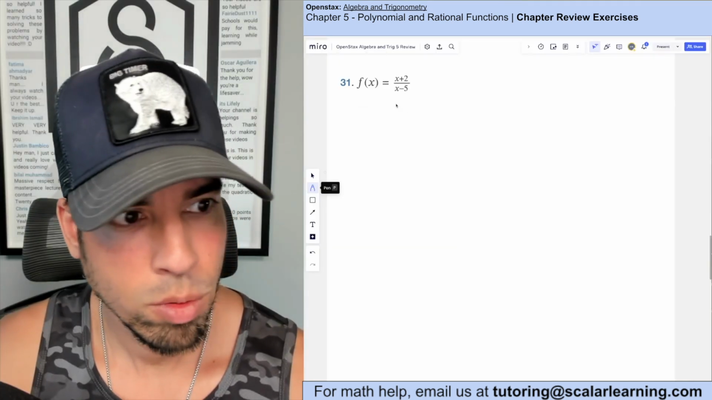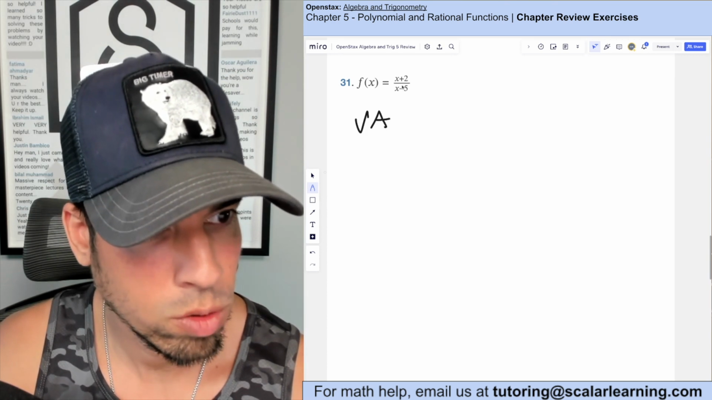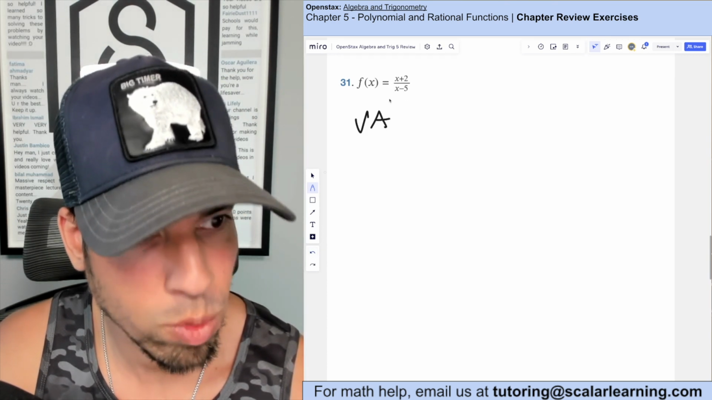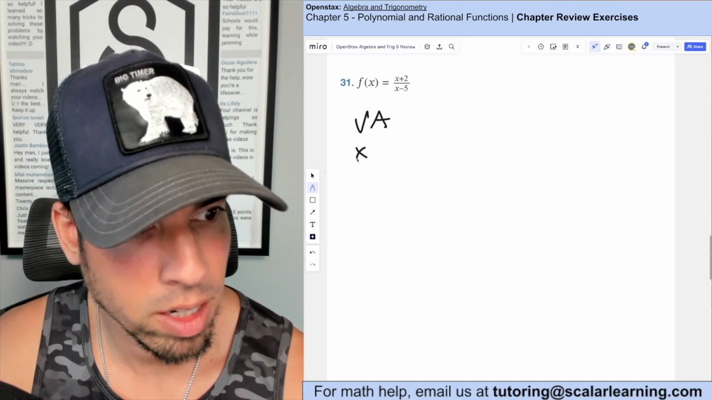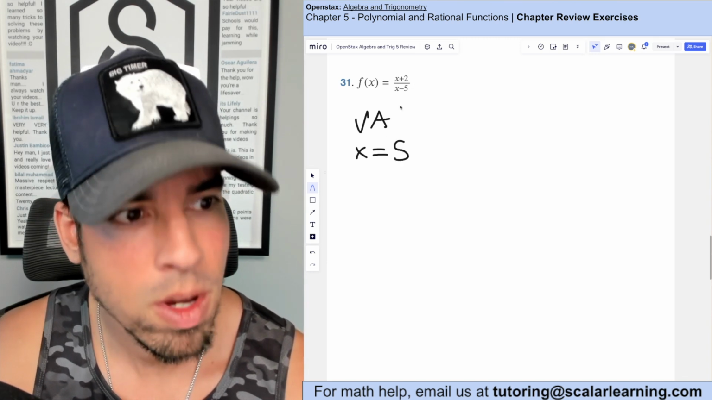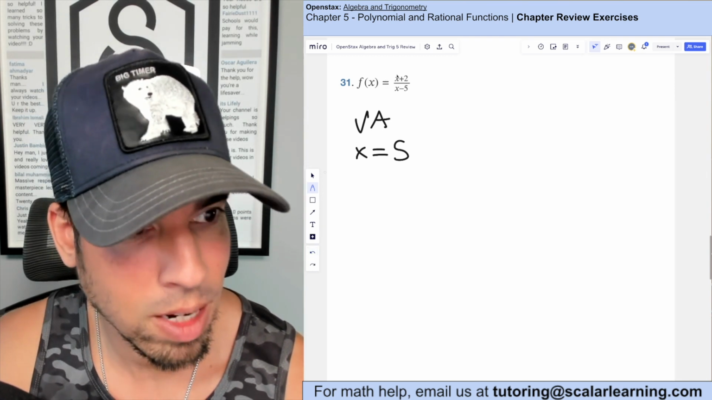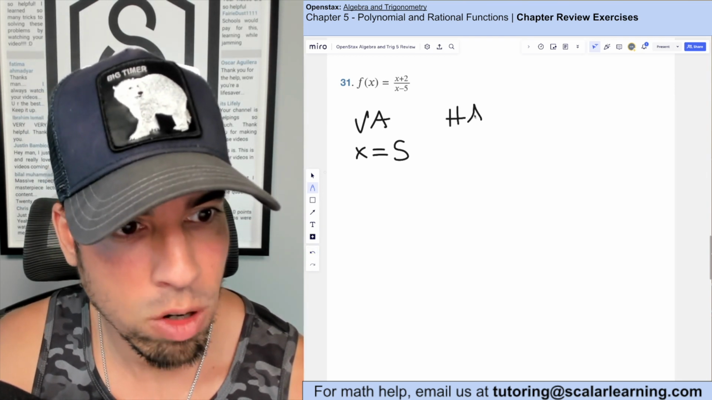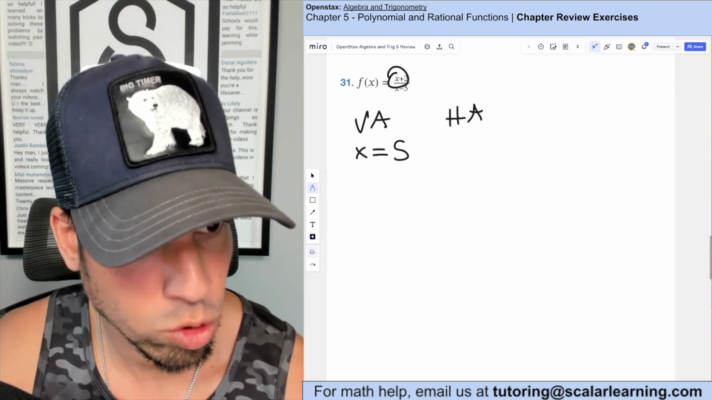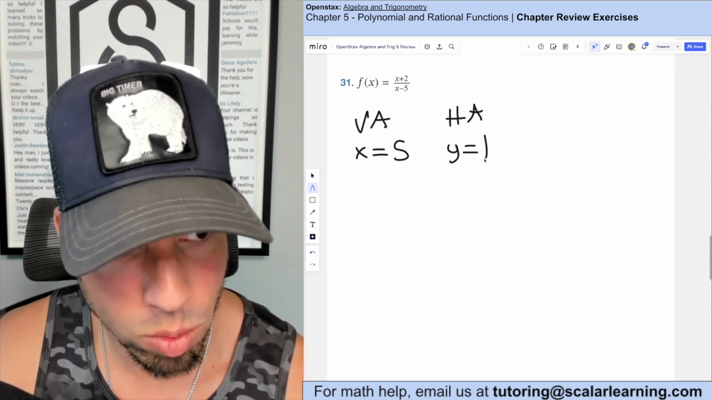Done. For this one, we're going to start with the vertical asymptotes, which are at the places where x is going to zero out the denominator, and it's going to zero it out at x equals 5. So that's your vertical asymptote. Horizontal asymptote, since the degrees on the top and bottom are the same, it's found from the ratio of the coefficients of the leading terms, which is 1 over 1, and that's y equals 1.